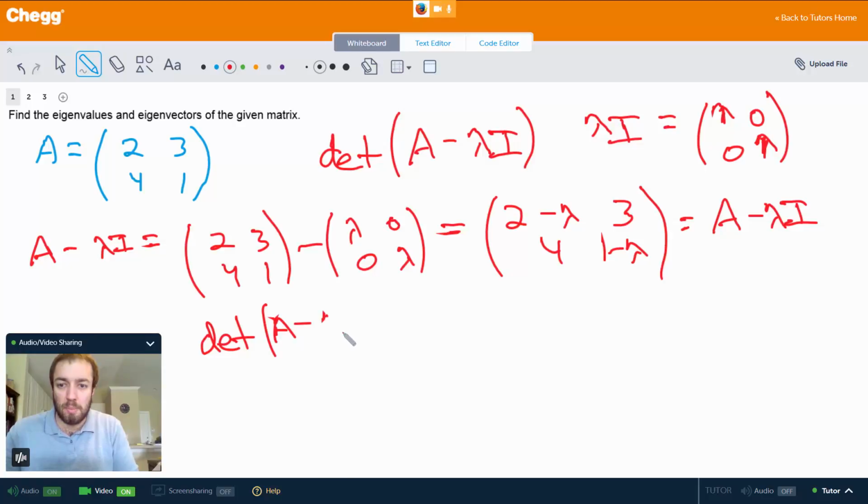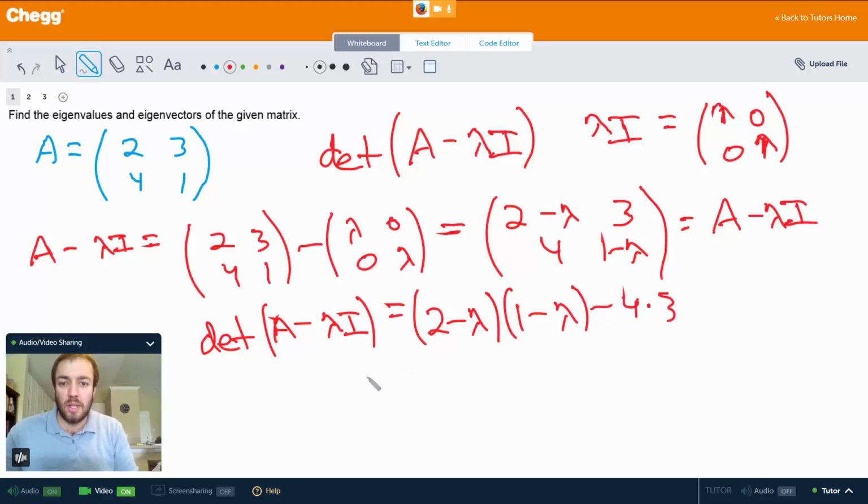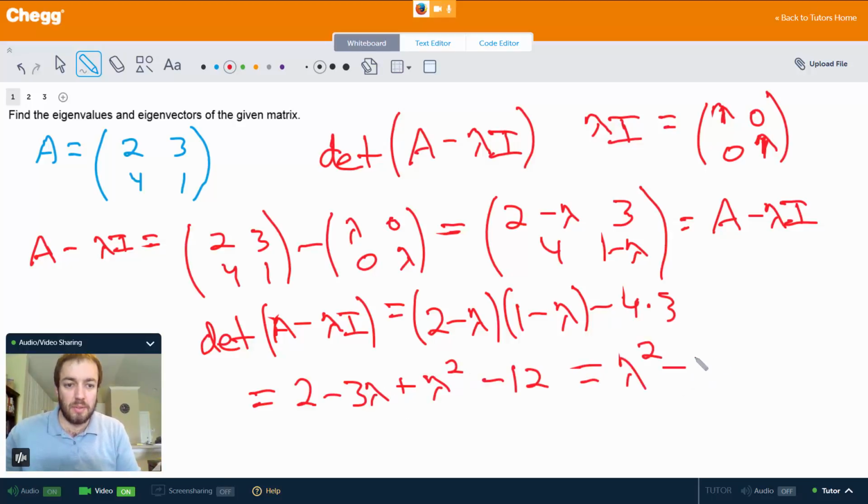The determinant of A minus lambda I, since it's a 2x2 matrix, is this times this minus this times this. So let's go ahead and calculate that. It's 2 minus lambda times 1 minus lambda minus 4 times 3. If we expand, we're just going to FOIL this. We get 2 minus lambda minus 2 lambda gives us minus 3 lambda, plus lambda squared, and then minus 4 times 3 means minus 12. This is lambda squared minus 3 lambda plus 2 minus 12, which means minus 10.